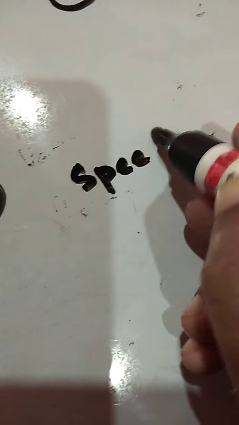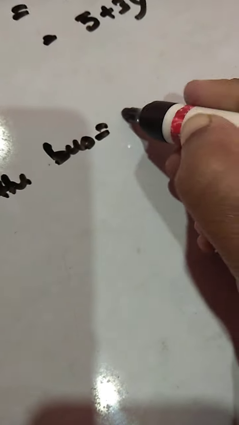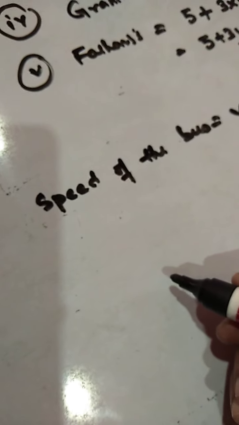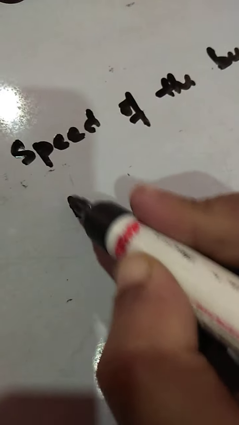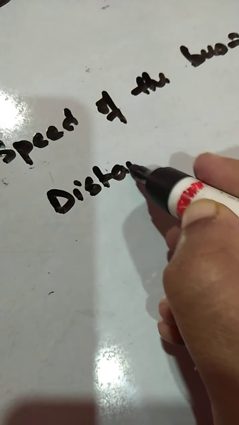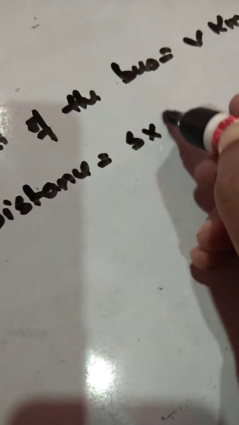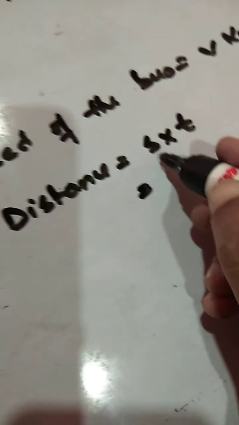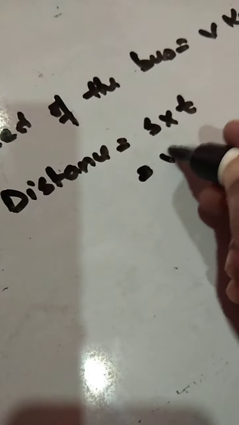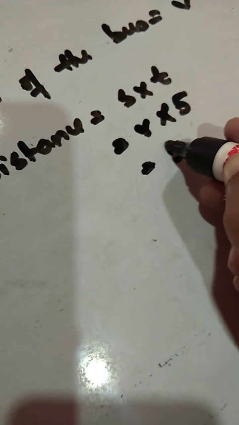The first thing that we'll write is the speed of the bus. The speed of the bus is given as V km/h. Now the distance traveled in 5 hours is what? What is the formula of distance? Distance is speed into time, isn't it? Speed is V km/h, and the time it has traveled is 5 hours. So the distance traveled in 5 hours is 5V.